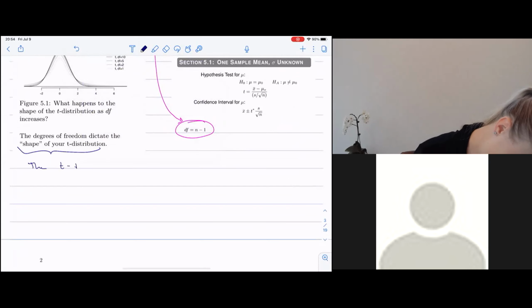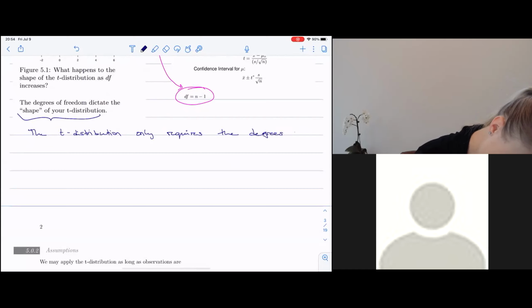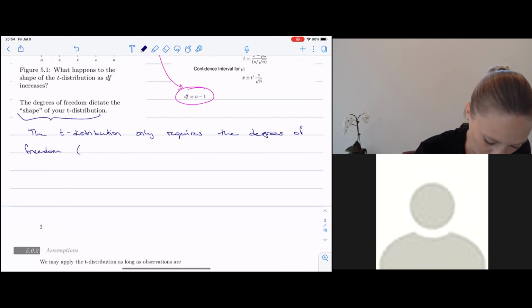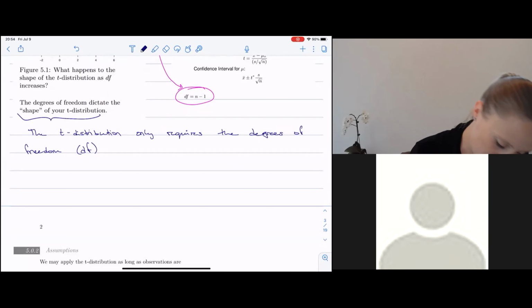The t distribution only requires the degrees of freedom, and usually I'll abbreviate degrees of freedom as DF. I think I did it in the text, but I'll do it here too. So it only requires the degrees of freedom to determine the shape.